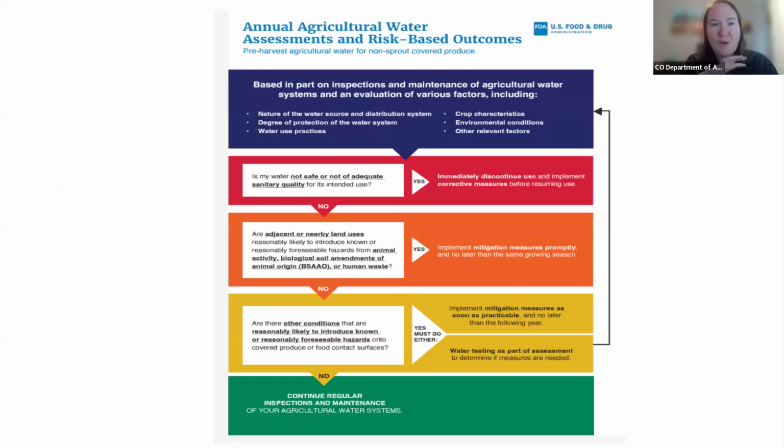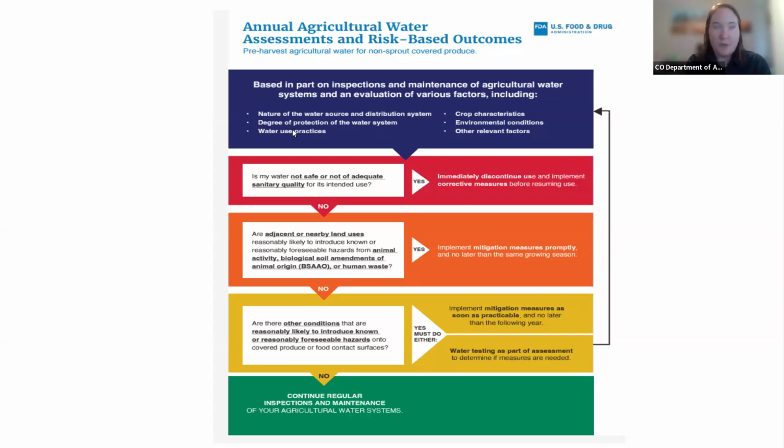This might be small and hard to read, so I'm going to walk through it. At the top here, this is something that the FDA created. It's the assessment and risk-based outcomes of the factors that we had just talked about. That's what it says here in this big blue box, based in part on inspections and maintenance of agricultural water systems and evaluation of various factors. So the ones that we talked about, right? Nature of your water source, application method, degree of protection, water use, crop characteristics, environmental factors, anything else that you are considering, including testing.